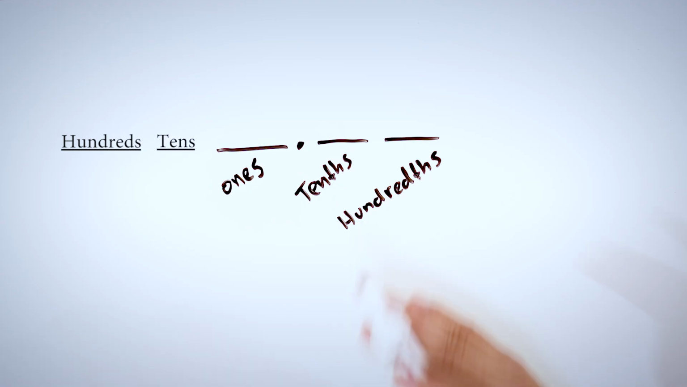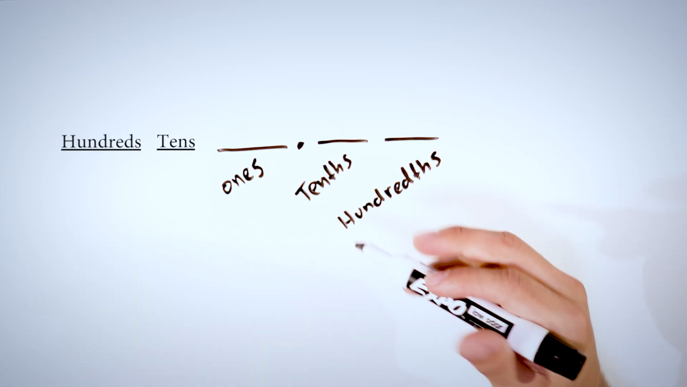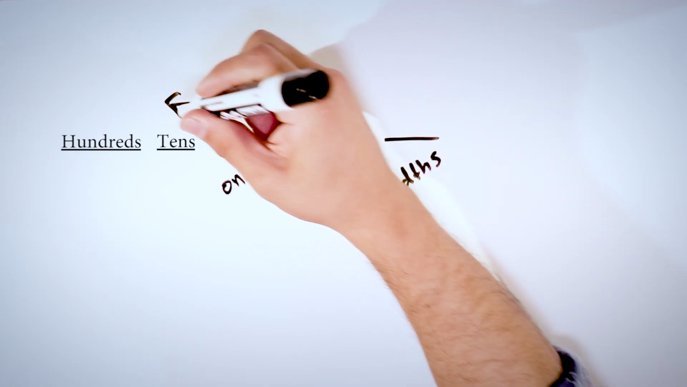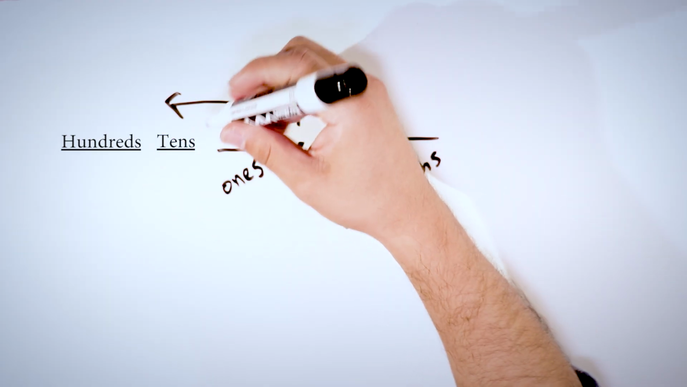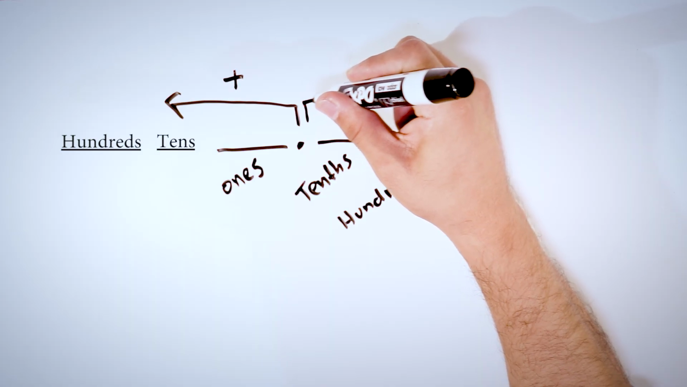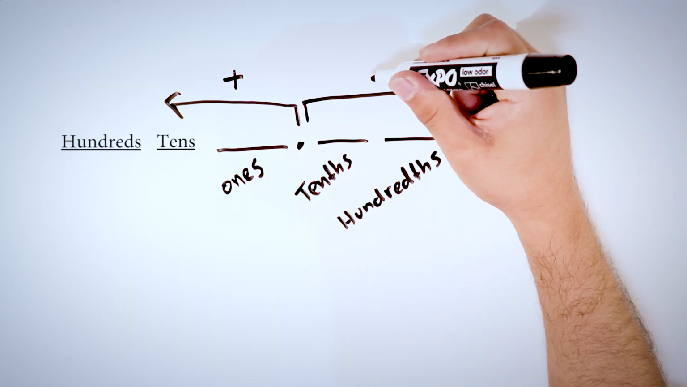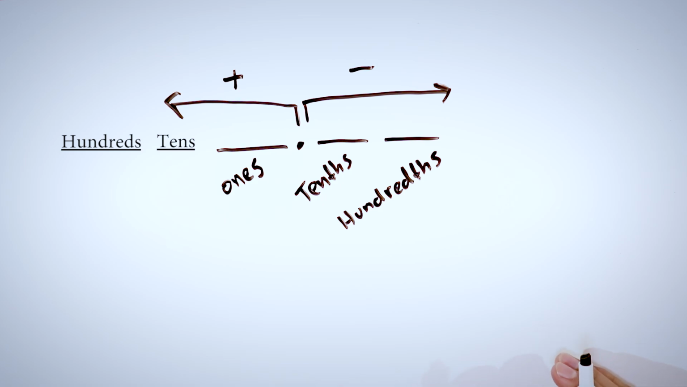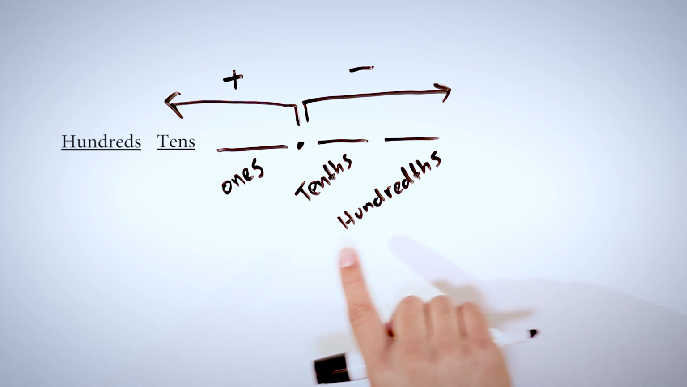So like I said, these places are going to be less than the ones place because as we know, when we go left on our place value chart, our values increase, and as we go to the right, our numbers or our values will be decreasing. So let's go ahead and talk about the value of these places.